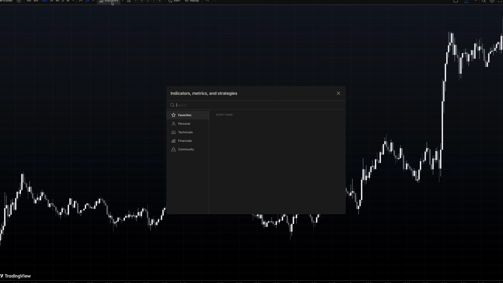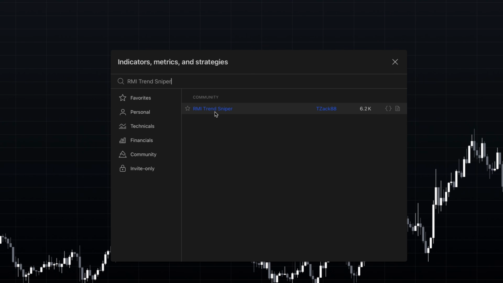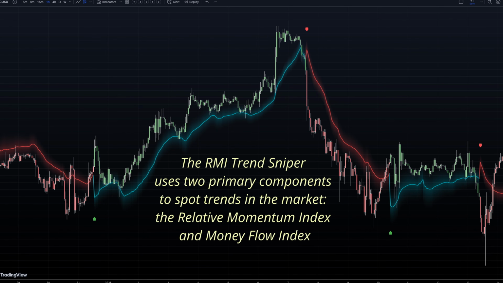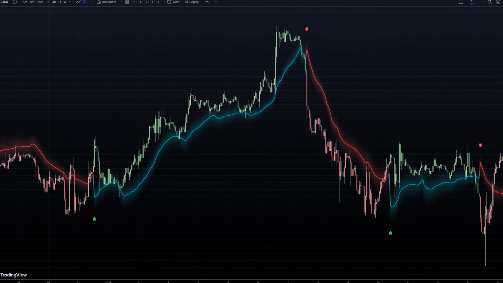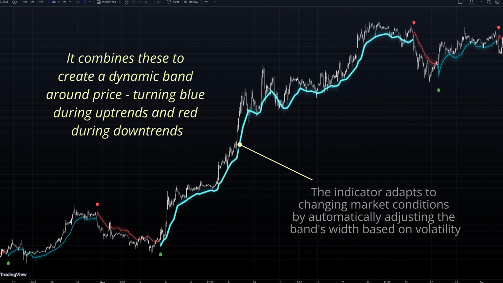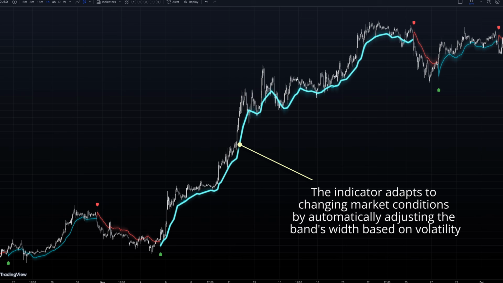The first script on today's list is called RMI Trend Sniper by TZAC88. The RMI Trend Sniper is a TradingView indicator that combines the Relative Momentum Index (RMI) and Money Flow Index (MFI) to identify trending market conditions. It creates a dynamic range around the price to help traders spot potential trend changes by calculating the average of RSI and MFI values to measure market momentum.